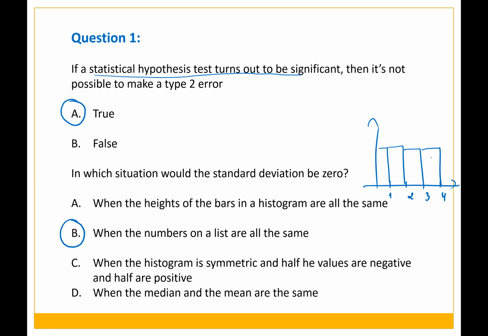Then C is wrong: the histogram is symmetric and half the values are positive and half the values are negative. This is also wrong because there's still some variability. If you look at the population here, the values still vary from the mean. The mean here is 0. The variability is only 0 when every point is on the same straight line. And so C is also wrong, and D is also wrong because the median and the mean don't have anything to do with the standard deviation, which still depends on all of the values in the data set.